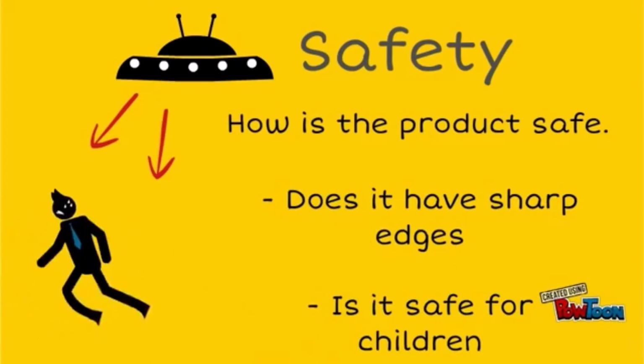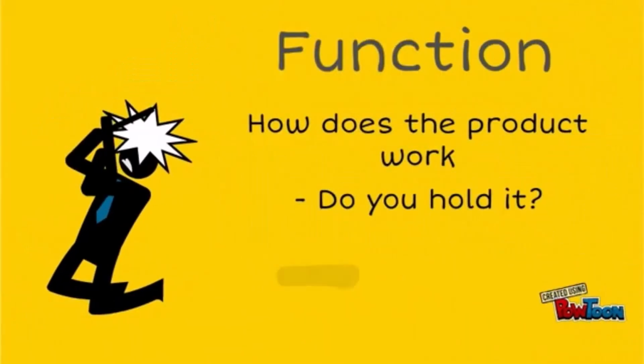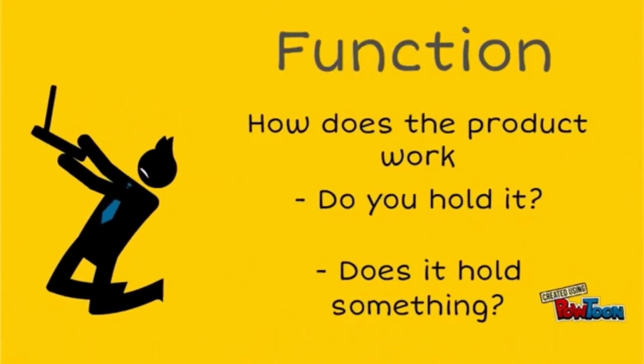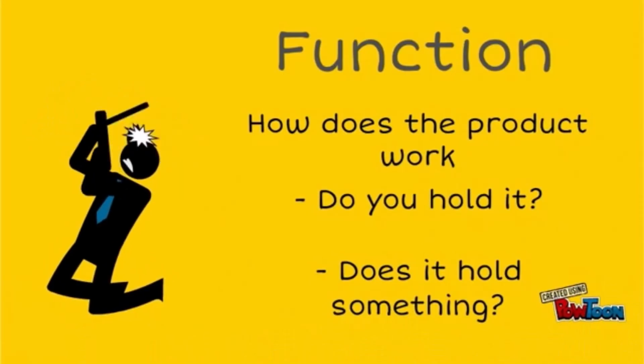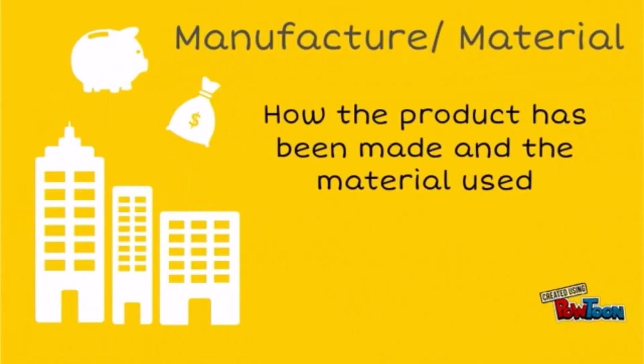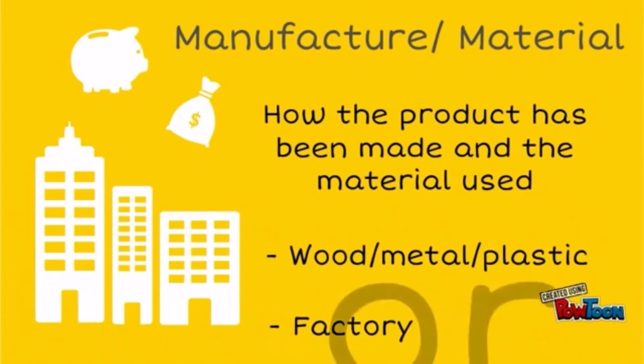The F stands for function. That is, how it works. And finally, the M stands for materials. That is, what is the product made of?